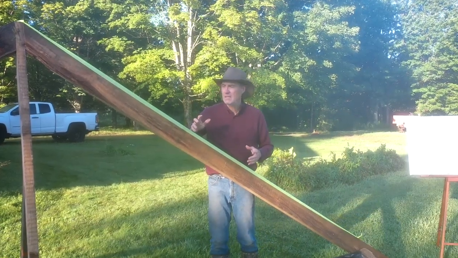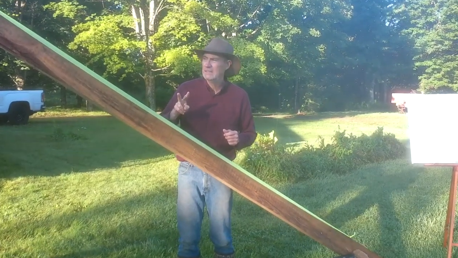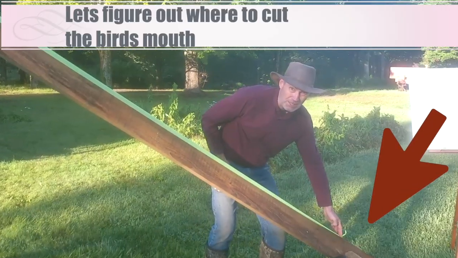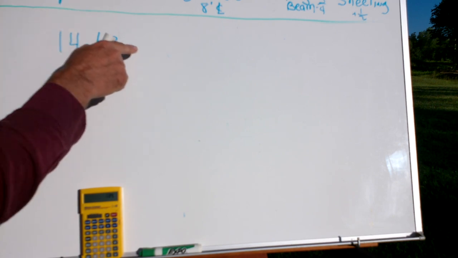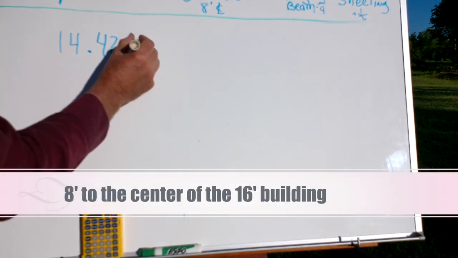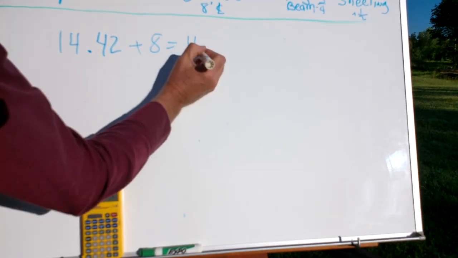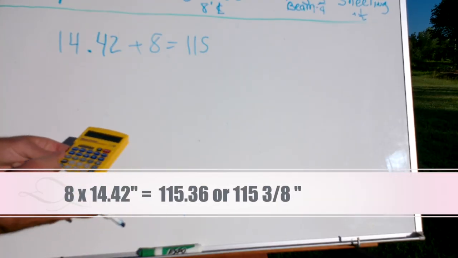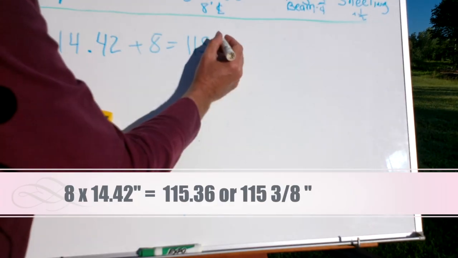So folks, there's 2 distances you want when you're figuring out a rafter. You want from the peak down to where the bird's mouth starts. Got 14.42 inches for every run for an 8-12. We got an 8-foot center for the building. That gives 115.36.